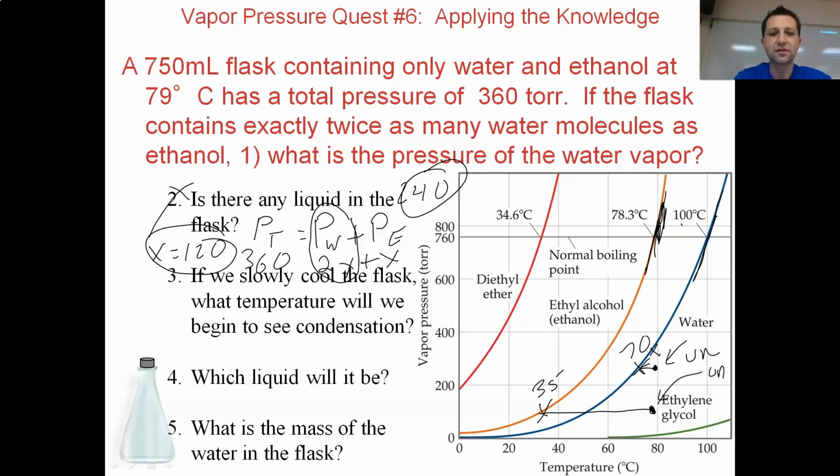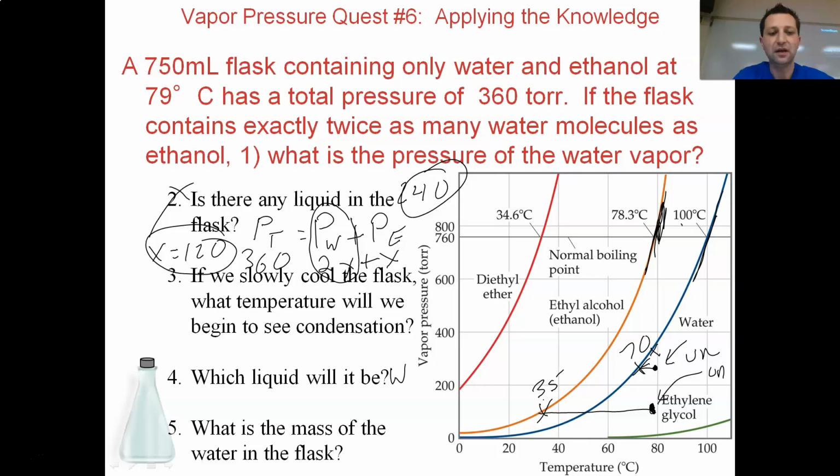All right, so if we slowly cool the flask, what temperature will we see condensation? We will begin to see it at around 70 Celsius because the water will start to condense. What liquid will it be? It'll be water because we hit that saturation point first, right? The ethanol doesn't become saturated until we are at 35 Celsius. So we cool it from 79 down to 35, then we'll be able to see the saturation point occur.